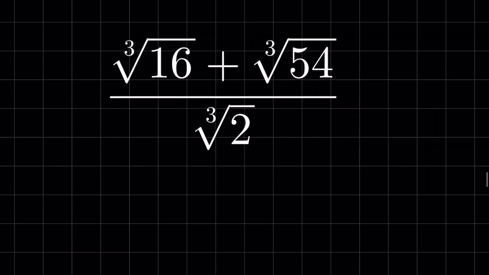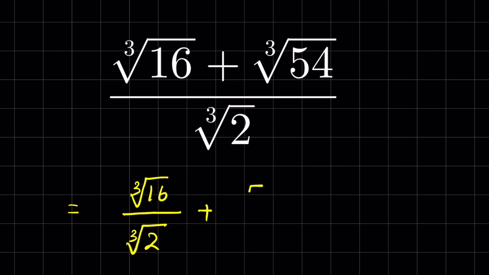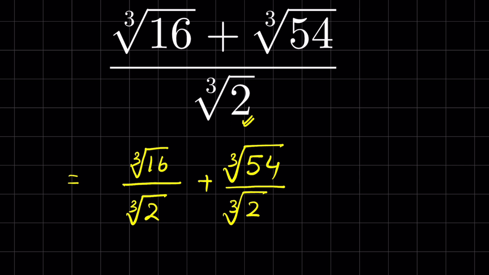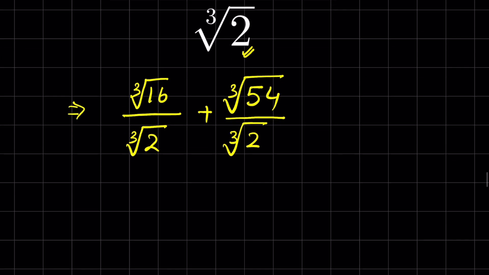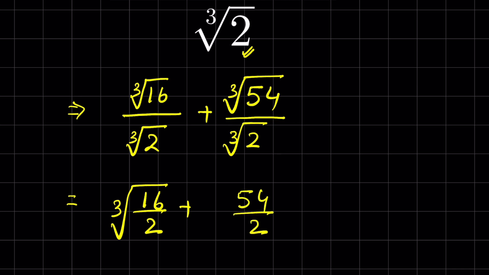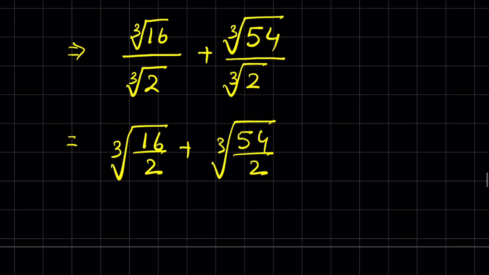There is one more method to solve this. We can also write it as cube root of 16 upon cube root of 2 plus cube root of 54 upon cube root of 2. This was the common denominator, so we put this denominator for both the numbers. Now if root a upon root b, then we can write it as root of a upon b. So we can write it as cube root of 16 upon 2 plus cube root of 54 upon 2.